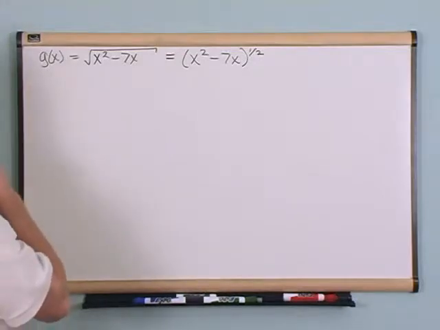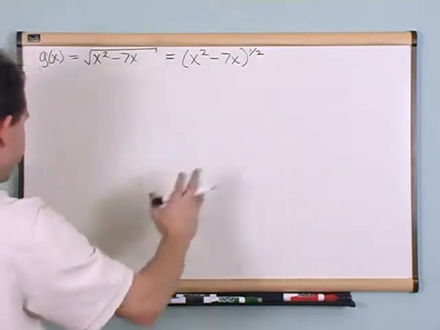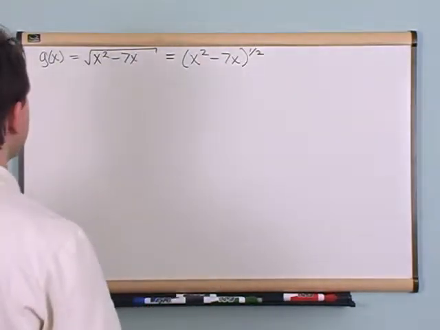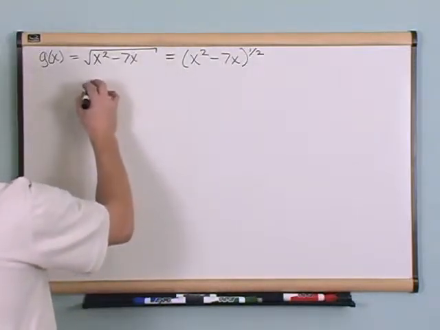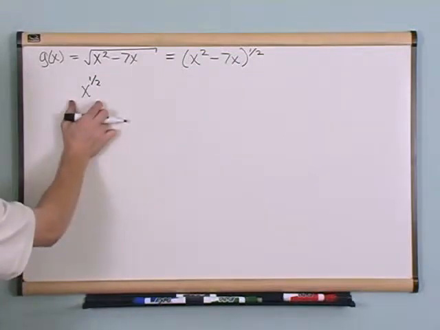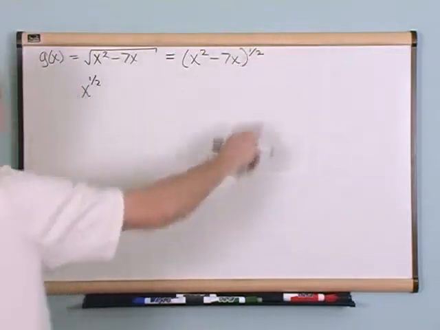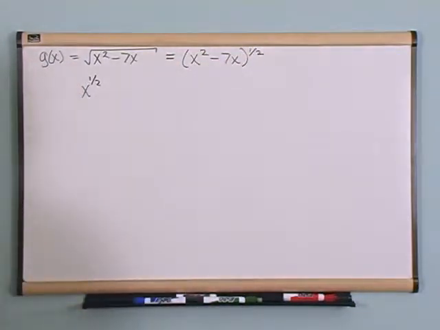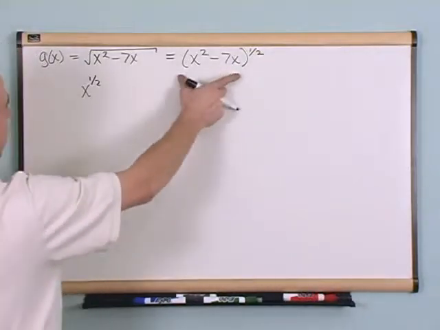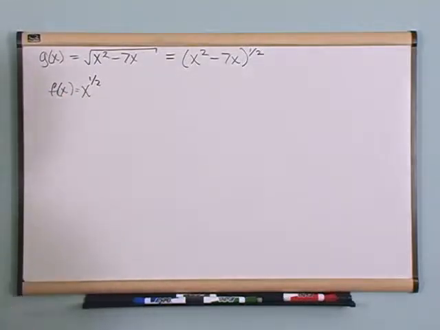Okay? But when you think about it, what's the big picture function here? The big picture, the f of x, the function that surrounds everything else. What is that? Well, it's x to the 1/2. That's the big picture function. I've got some quantity here, and I'm raising it to the 1/2 power. Now inside here, it's a little more complicated than x. I've got x squared minus 7x.